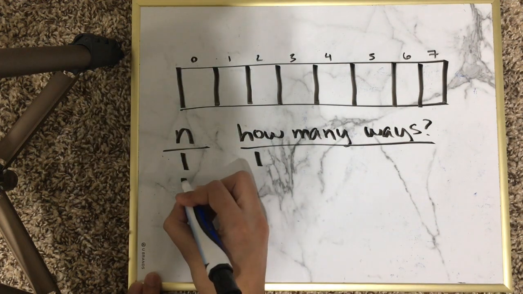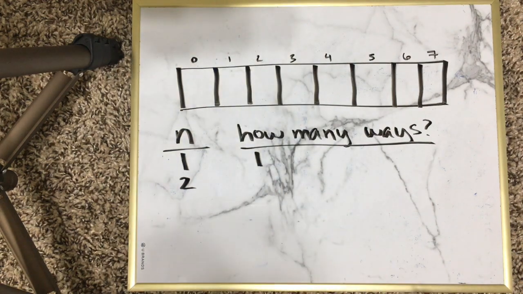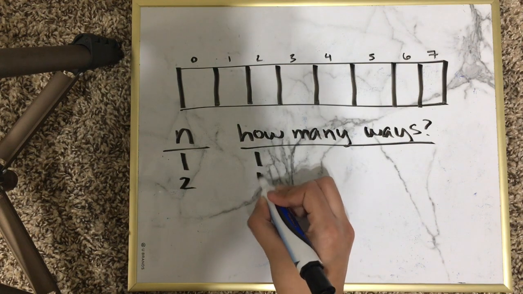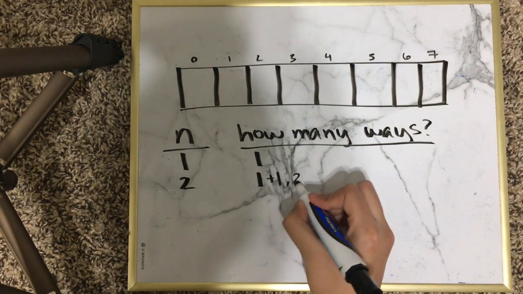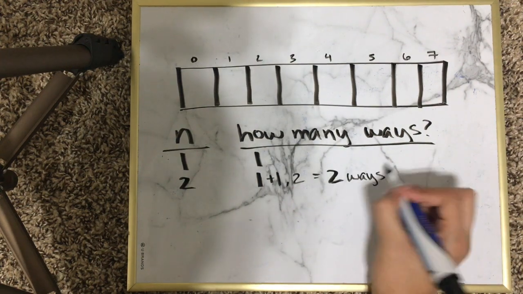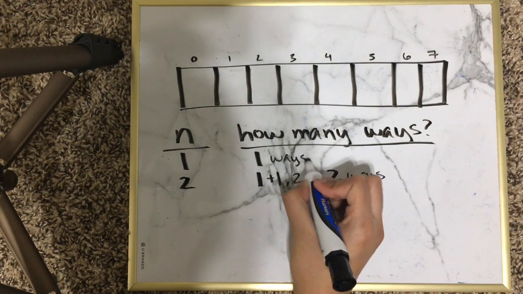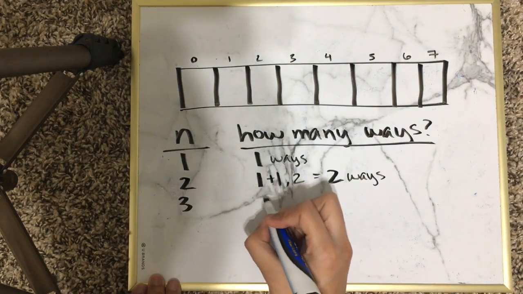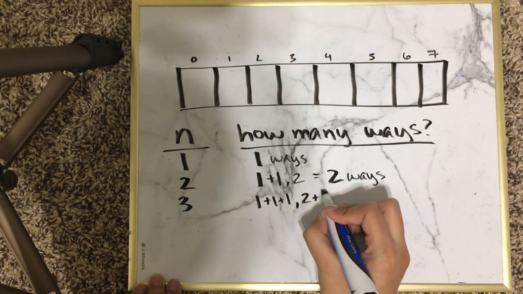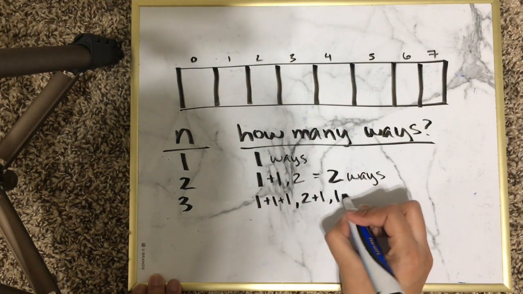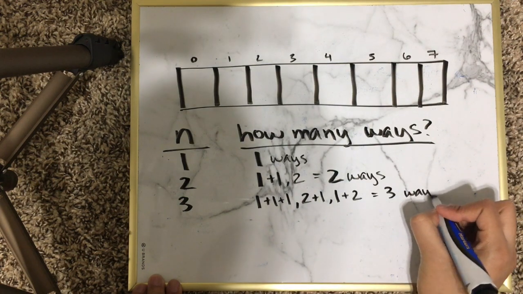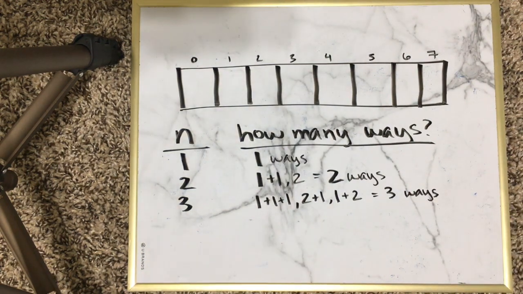So now we're going to say what happens if n equals 2. How many ways are there to get to the stair? Well, you can take one step and then another step, or you can just take 2 steps. So there are 2 ways. And the whole time you're doing this, try to think in your head, how can I use my past solutions to get my current one? So for n equals 3, we can do 1 plus 1 plus 1, or we can take 2 steps and then a step, or we can take 1 step and then 2 steps. So there are 3 ways.